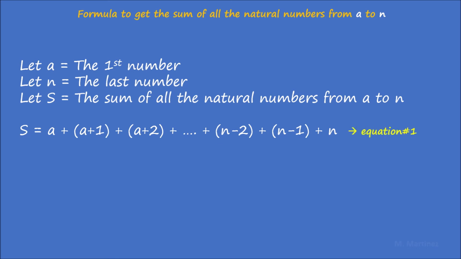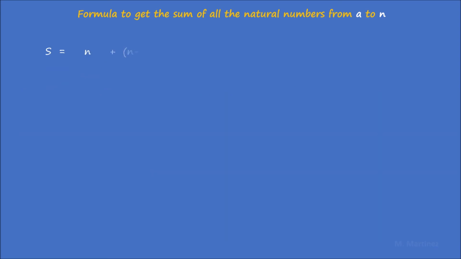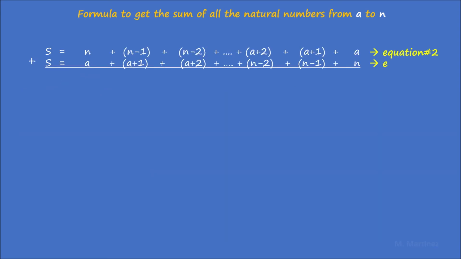Again, by commutative properties of addition, we can also say that s equals n plus n minus 1, plus n minus 2, plus all the natural numbers until we reach the first number, which is a. Let's set it as equation number 2. Same as what we have done earlier, let's add equation 1 and equation 2. Equation 2, plus, equation 1.